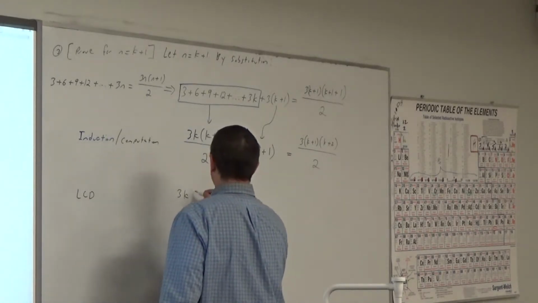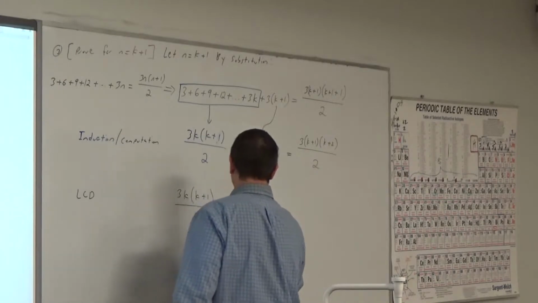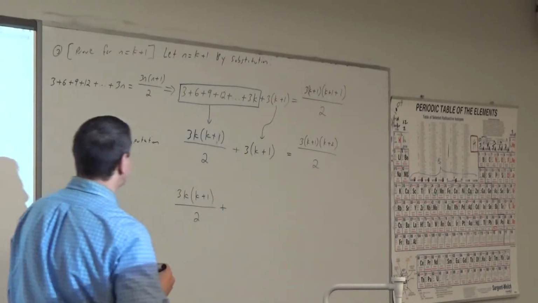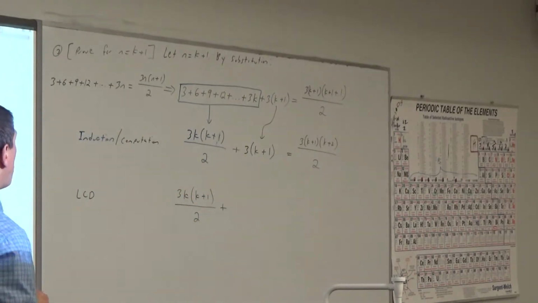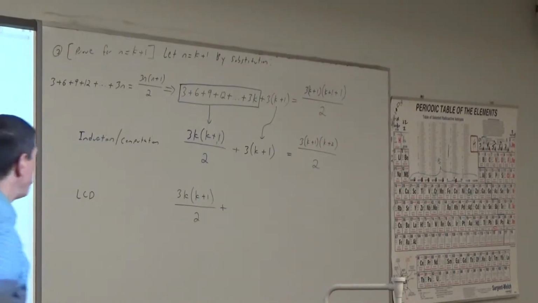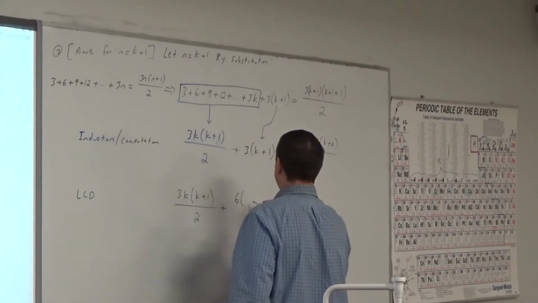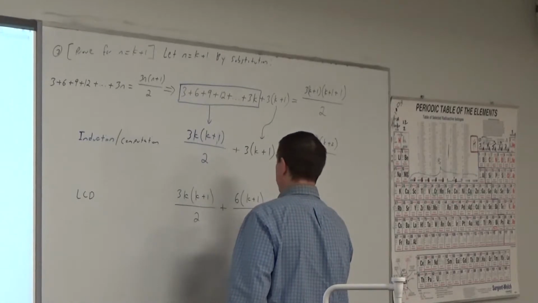So the first term stays 3k, k plus 1 over 2. What about that second term? Instead of 3 quantity k plus 1, what's that going to become, guys? 6 quantity k plus 1, right? Basically, if you give it a denominator of 2, you multiply the numerator by 2, right? So this is going to become 6 quantity k plus 1 divided by 2.